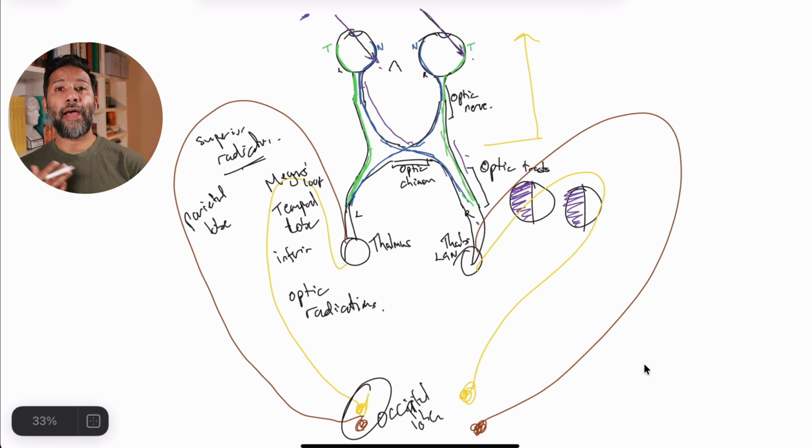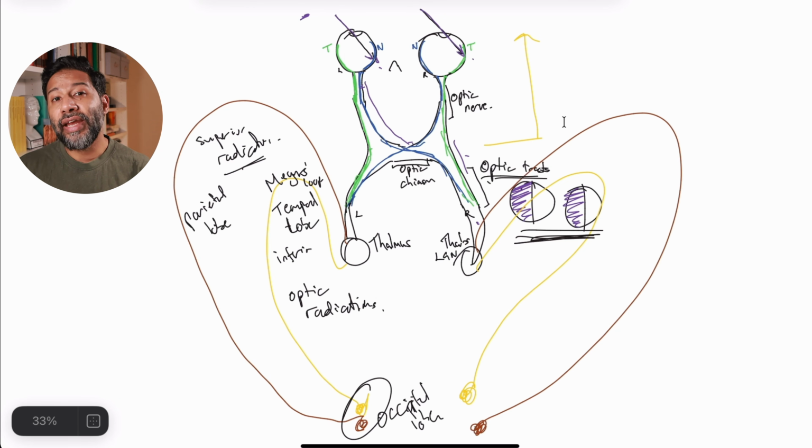Now let's talk about what happens when you damage different parts of this pathway. First, damage to the optic tract itself, and we spoke about this. You damage the optic tracts and you damage all the fibers representing one entire visual field. You lose the entire visual field in both eyes. A right optic tract lesion gives you a left homonymous hemianopia. The left visual field is gone in both eyes. Homonymous because the same side is lost in both eyes simultaneously. So that's what we get here for a right optic tract lesion.